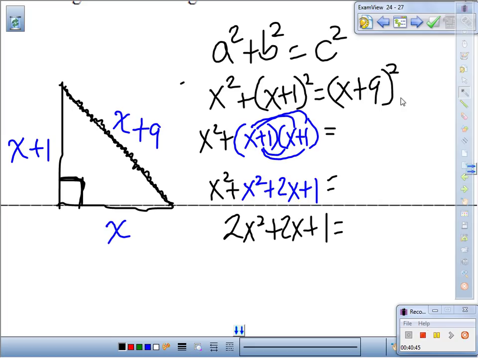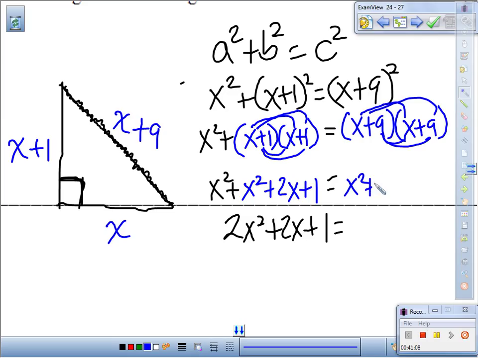Let me move on to the other side. How do I rewrite x plus 9 squared, Ryan? Okay, thank you. Distribute, distribute, distribute, distribute, and we get x squared plus 9x plus 9x plus 81. And then combine like terms here. Yes, so we end up with x squared plus 18x plus 81.